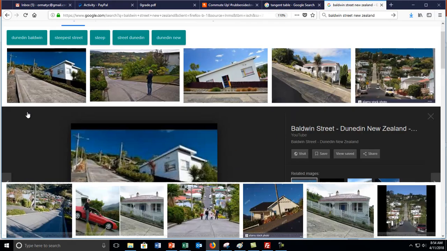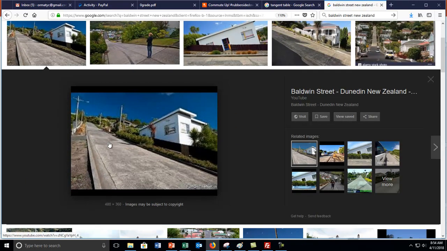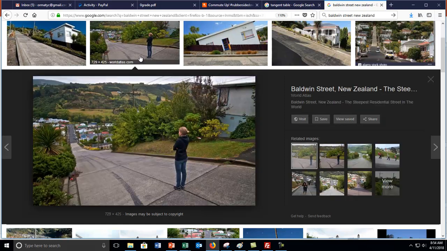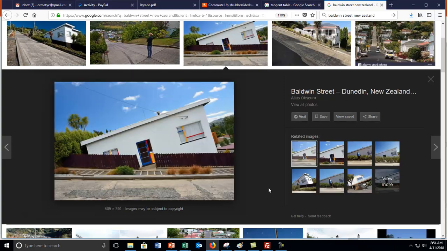Here are some wonderful images of Baldwin. That's looking up, obviously, at the steep part. This is a lady looking down from the steep part to the rest. It does the same thing Juniper does. So it's got a flat section that then amps up. This is a fun shot. This is where they took a house on the street and tilted it so the street looks flat and the house looks crooked, but that gives you an idea of how steep this street is.